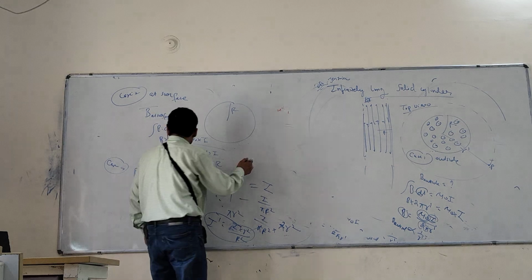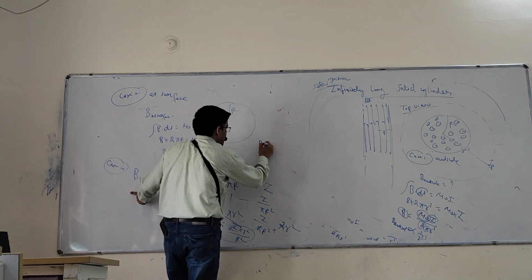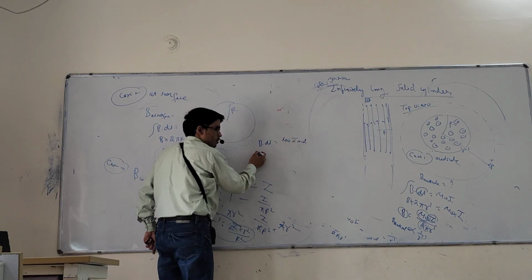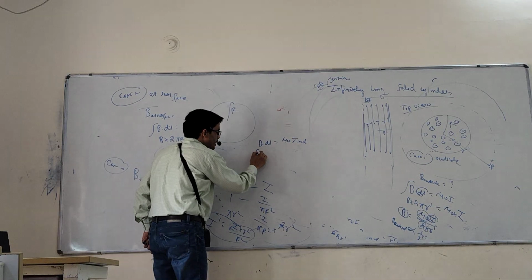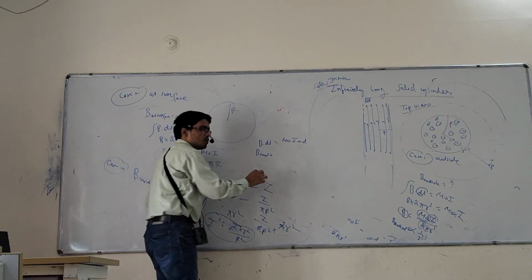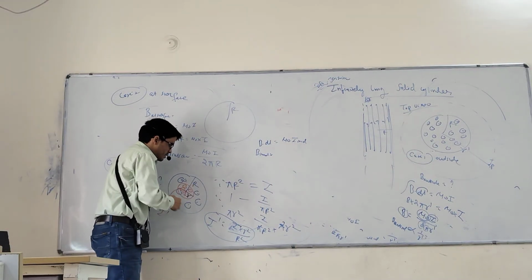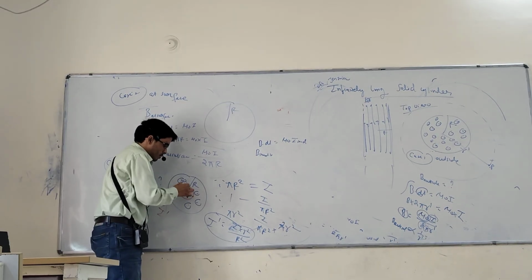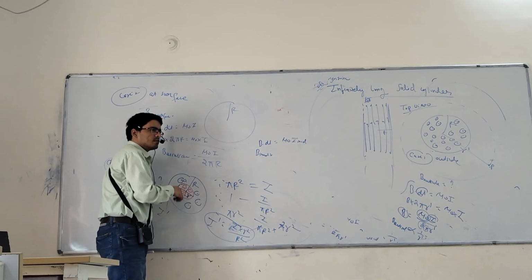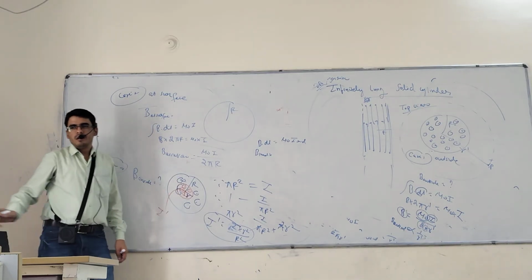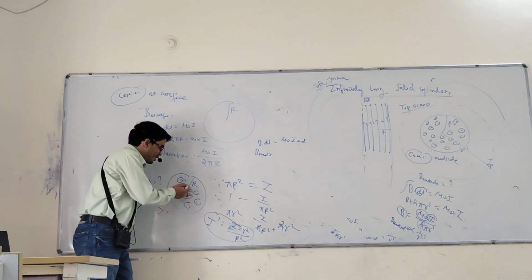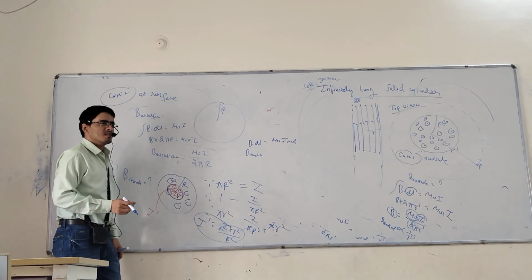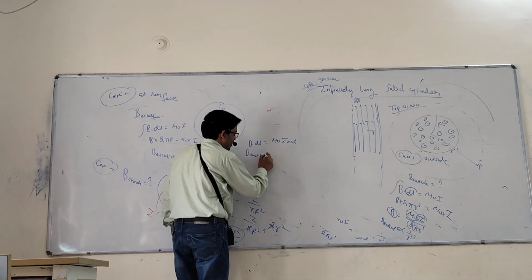Now use the same formula. B dot dl equals mu naught into I inside. Got it? Tell what is the value? B into, inside, what is the dl value? What is the dl value here? dl, what is that? Circumference. What is the value of the circumference? What is dl, tell? Integration of dl is 2 pi small r.